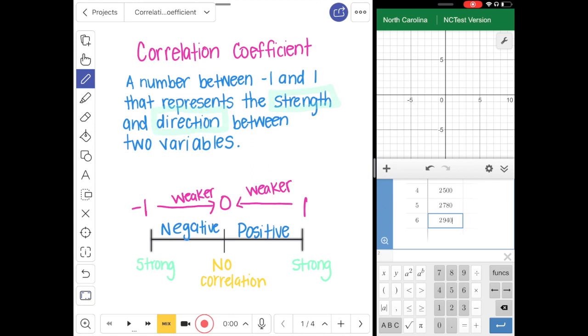Now we're going to go on to some examples, and we're going to look at how to use Desmos in this situation.